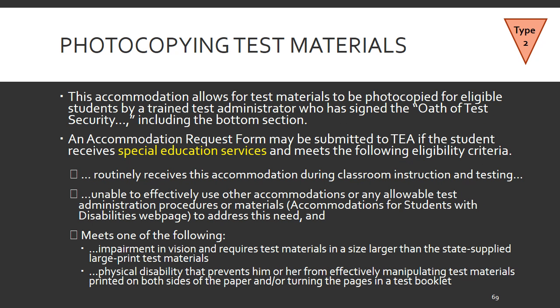Photocopying test materials. This accommodation allows for test materials to be photocopied for eligible students by a trained administrator who has signed the oath of test security, including the bottom section. An accommodation request form may be submitted to TEA if the student receives special education services and meets the following eligibility criteria.